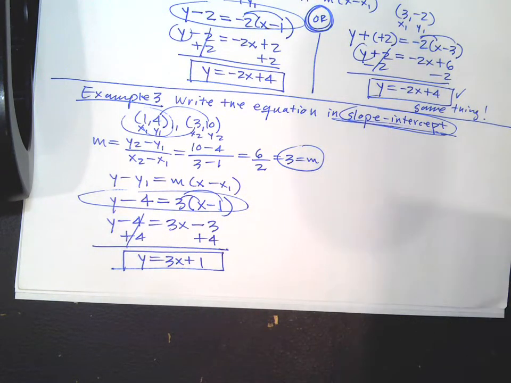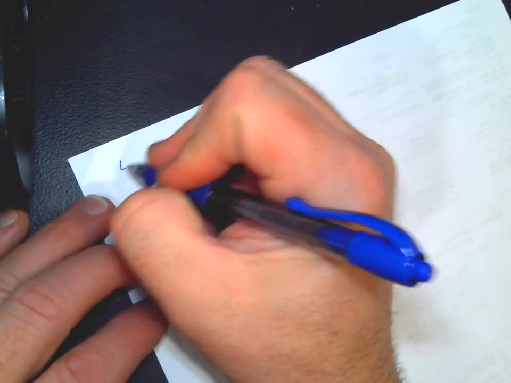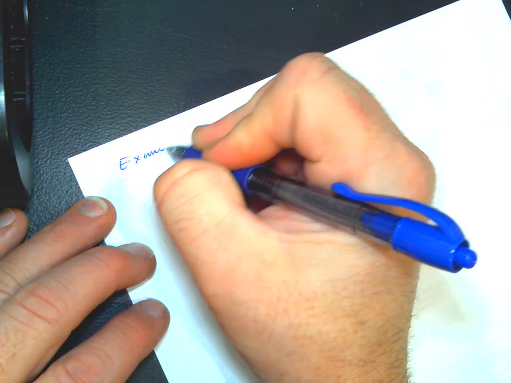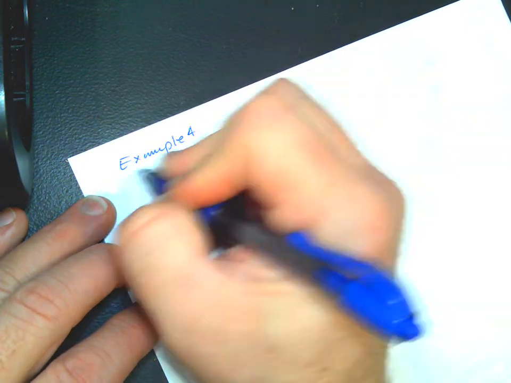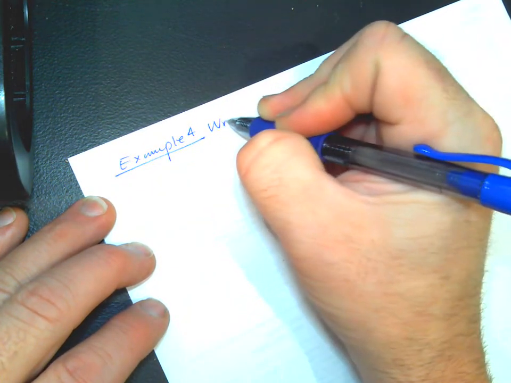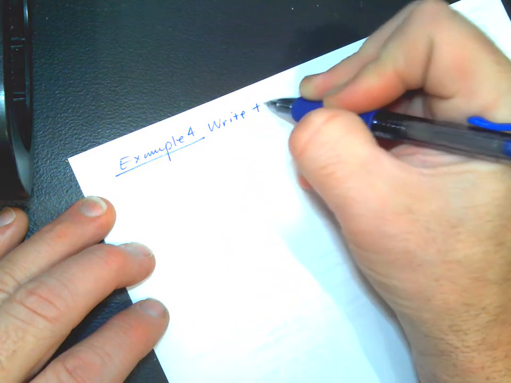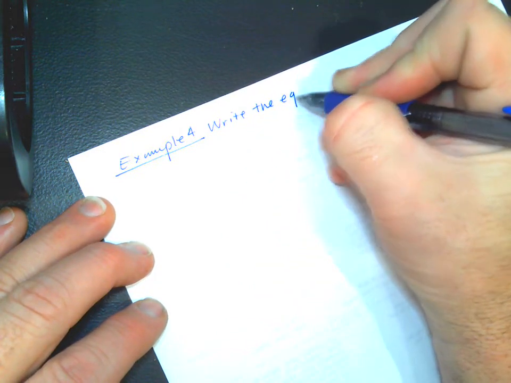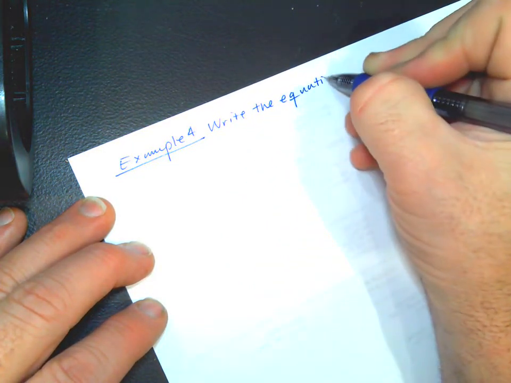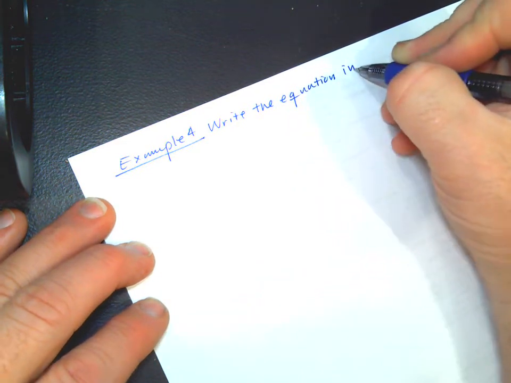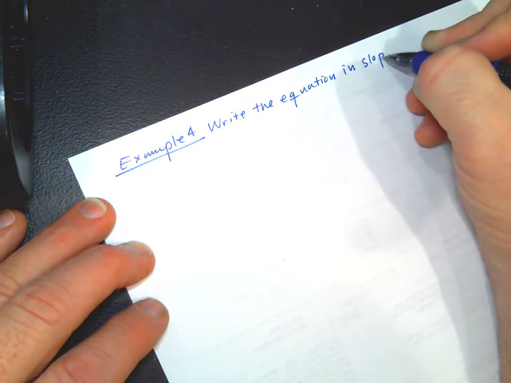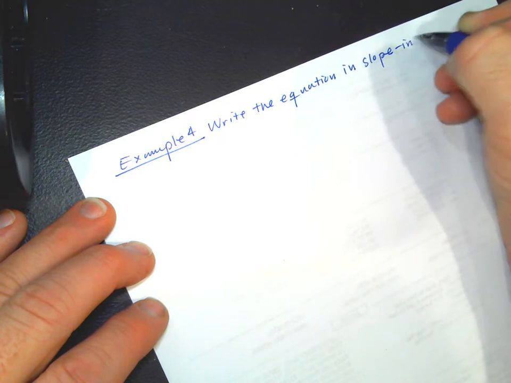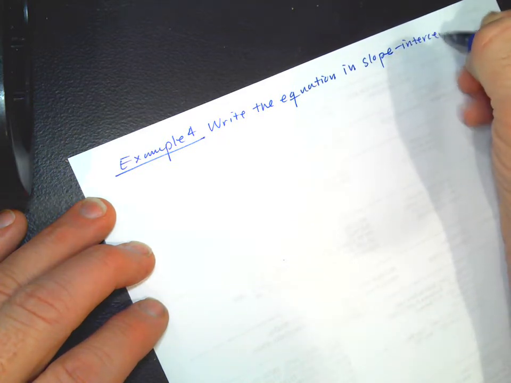So, all right. Last example, Example 4. And this is going to probably look just like problems we were doing last section. Write the equation in slope intercept form. So we're going for slope intercept again.